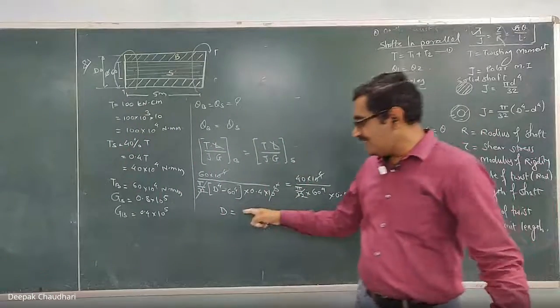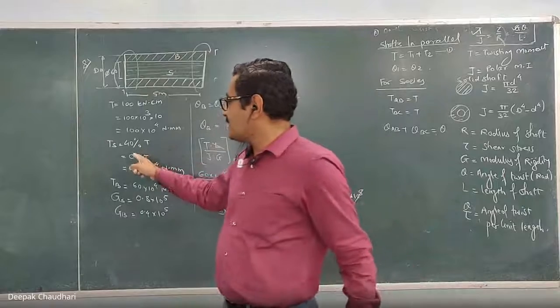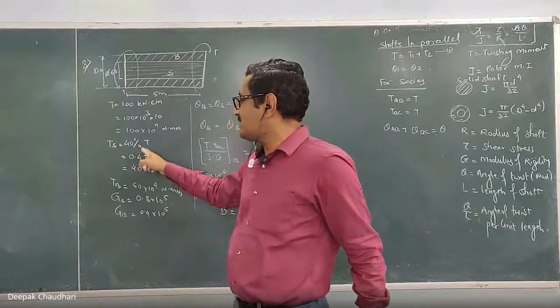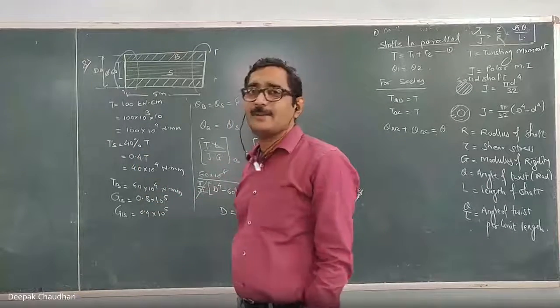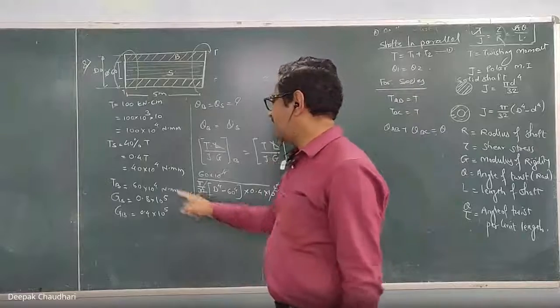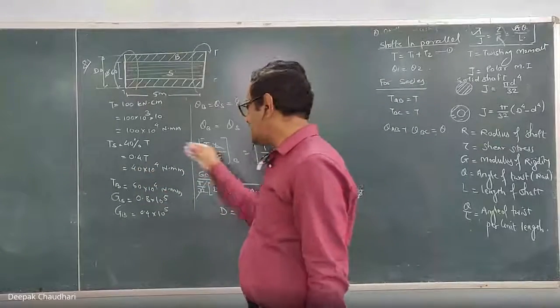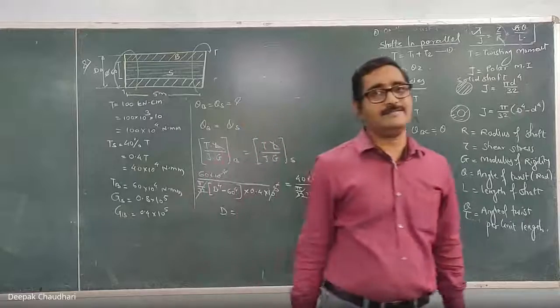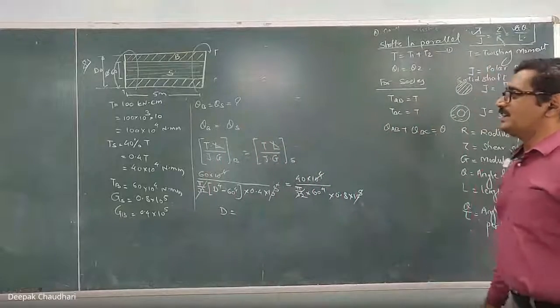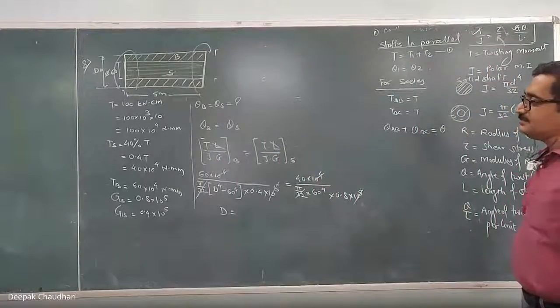Here, if this is the diameter of the brass tube, then only 40% of the torque is shared by the steel and 60% of the torque is shared by the brass. If this relation changes, the diameter will also change. If the diameter changes, this relation will also change. So from this you get the diameter of the brass.